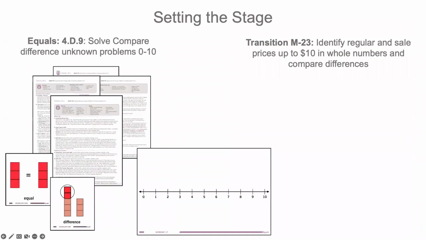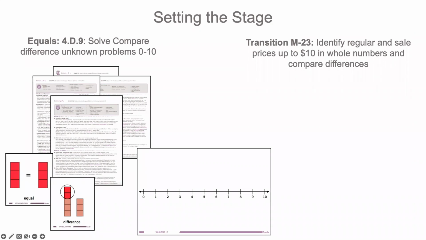Prior to teaching M24, the concepts in the equals lesson 4D9 with the objective solve, compare, difference, unknown problems 0 to 10, and the transition lesson M23 with the objective identify regular and sale prices up to $10 in whole numbers and compare differences need to be previously taught.